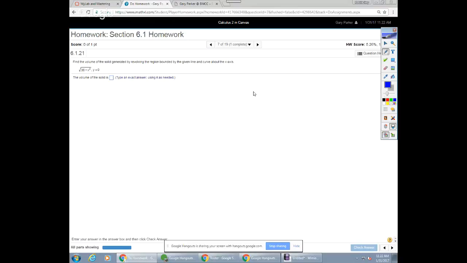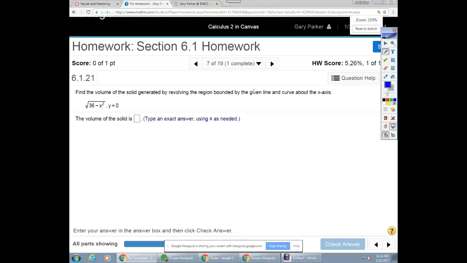Find the volume of the solid generated by revolving the region bounded by the given line and curve about the x-axis. Okay, so we are given, blow that up, the function square root of 36 minus x squared. Does that look familiar? Can anyone recognize what that might be ahead of time? Yeah, that's a semicircle. Good. And then y equals 0. All right, so they say they bound a region and we're going to revolve it around the x-axis. So first step, sketch it out.